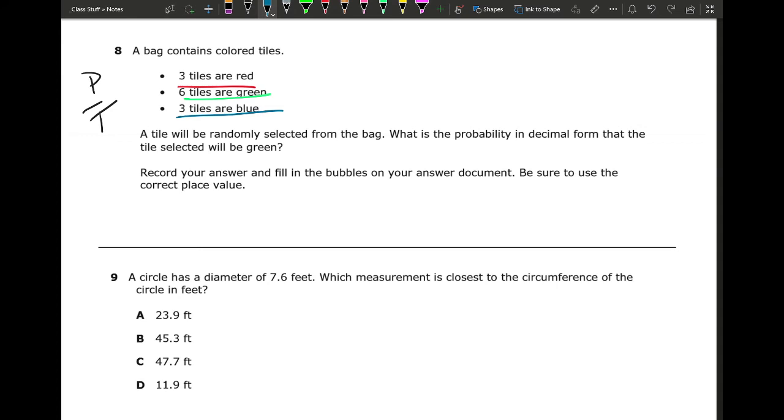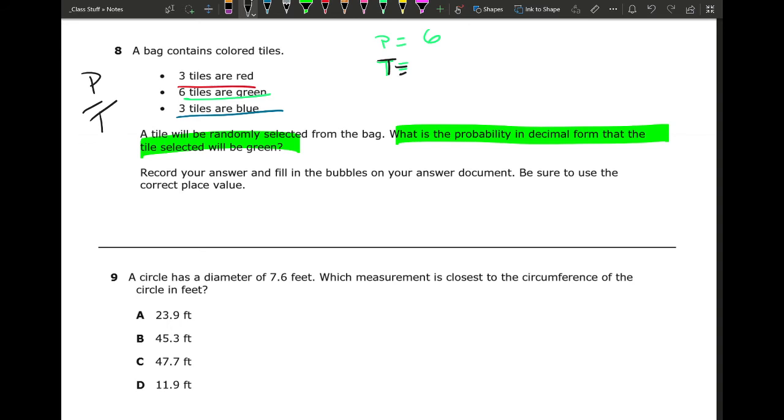A tile will be randomly selected from the bag. What is the probability in decimal form that the tile selected will be green? We don't have answer choices. We don't have multiple choice, so this is a numeric response. Okay? So this is, what is the probability that it will be green? Like I said before I even read anything, it's going to be part over total. And I know that I have 6 green, so that's going to be my part. My part equals 6. My total is going to be, how many do I have in all?